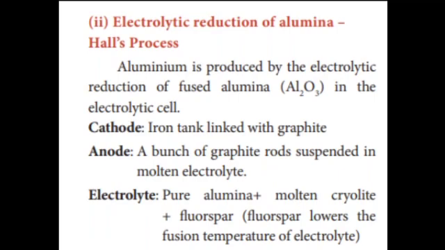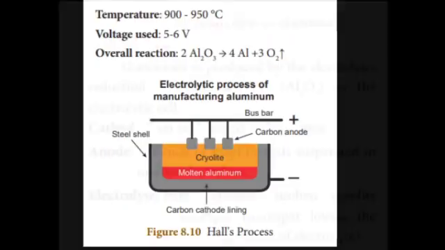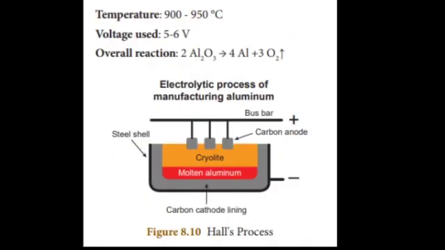Pure alumina plus molten cryolite plus fluorspar is taken in Hall's process and acts as the electrolyte. A temperature of 900 to 950 degrees Celsius is involved. The voltage required is 5 to 6 volts. What is the overall reaction? 2Al2O3 gives 4Al plus 3O2. The purest form of aluminium is produced by the electrolysis method.